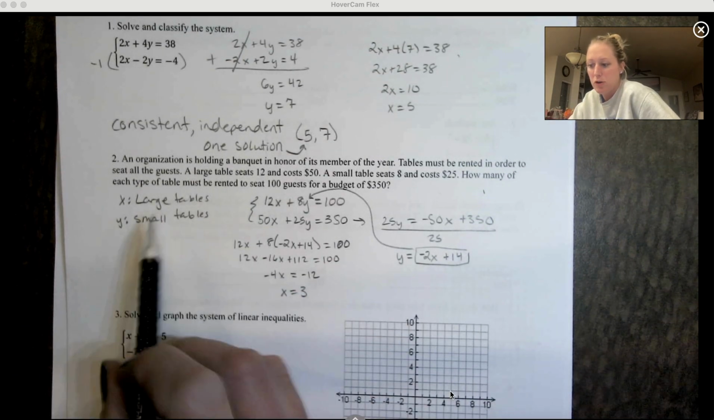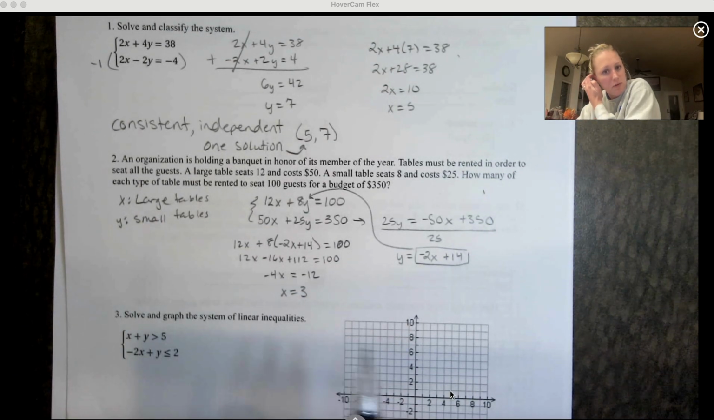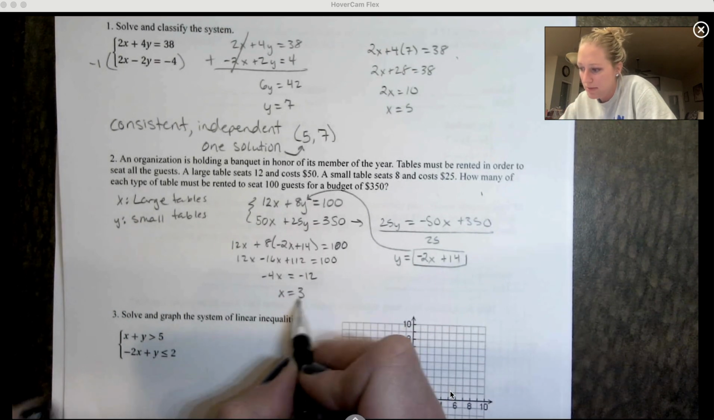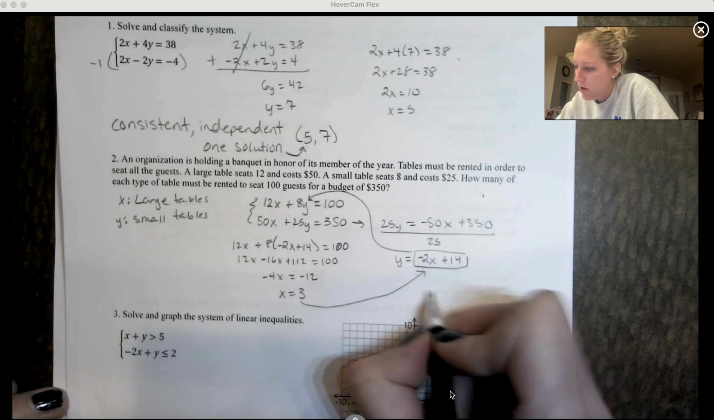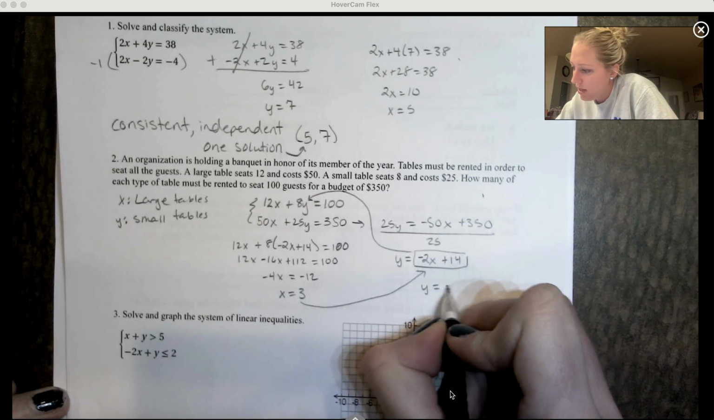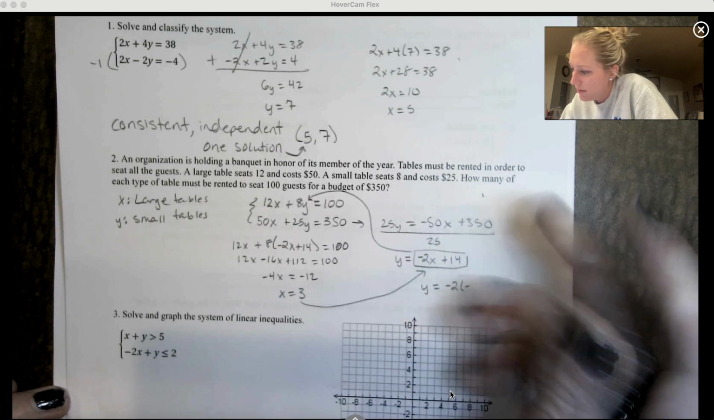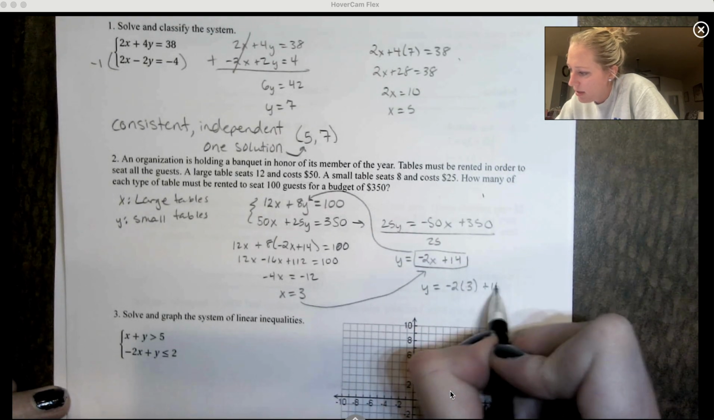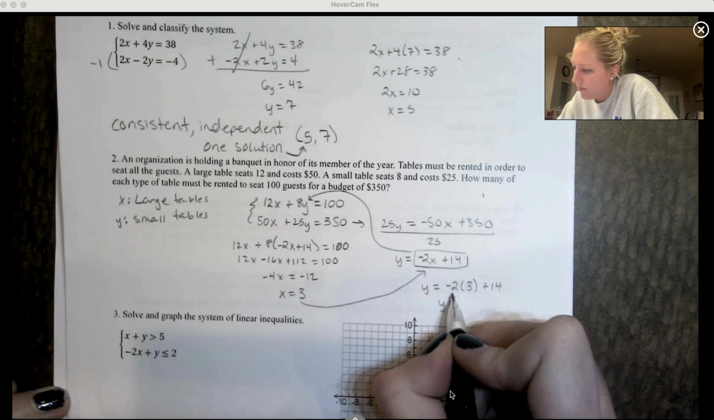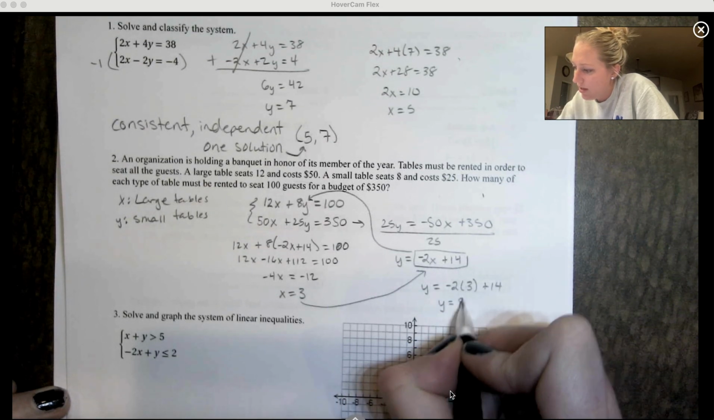So x, remember, is the number of large tables. So we know how many large tables. To get how many small tables, I'm going to take this x and I'm going to plug it in here to get y. So y equals negative 2 times 3 and then plus 14. So y equals negative 6 plus 14 is 8.